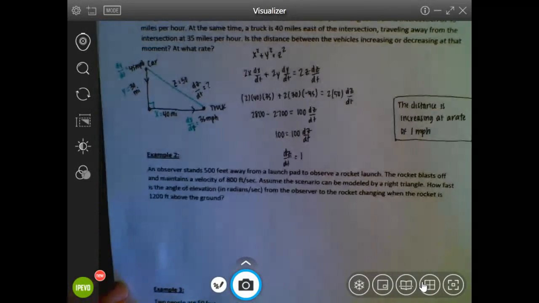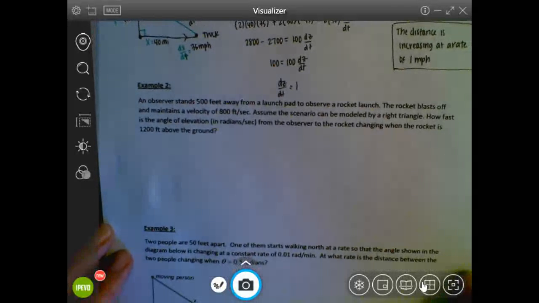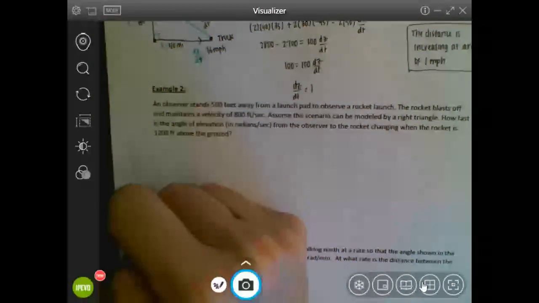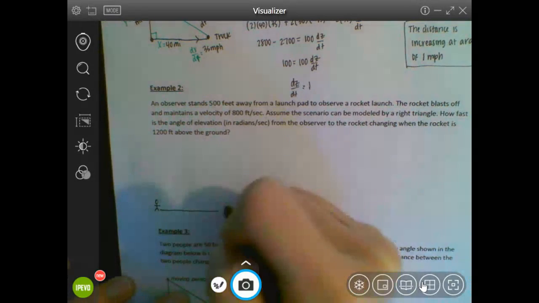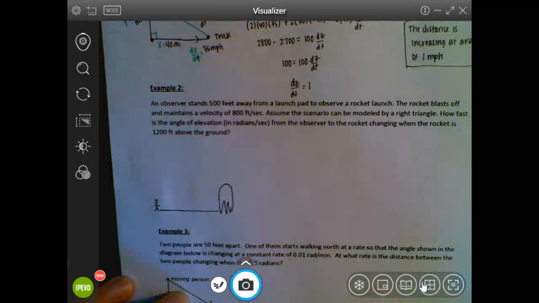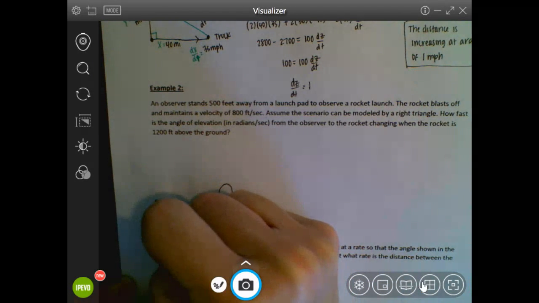All right, so let's look at a problem that's a little bit different. We didn't see these types of problems in our notes the other day. So an observer stands 500 feet away from a launch pad to observe a rocket launch. I'm gonna put my little person here. Here's my rocket. That's a terrible drawing, but you get the idea. And I know that this distance is 500 feet.